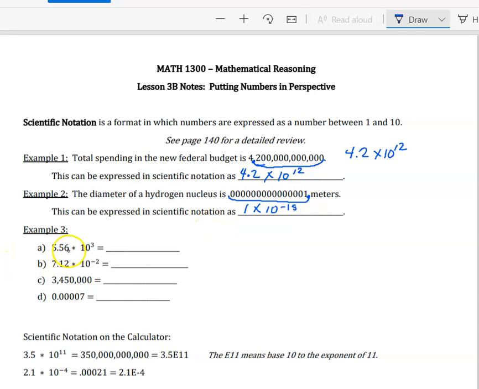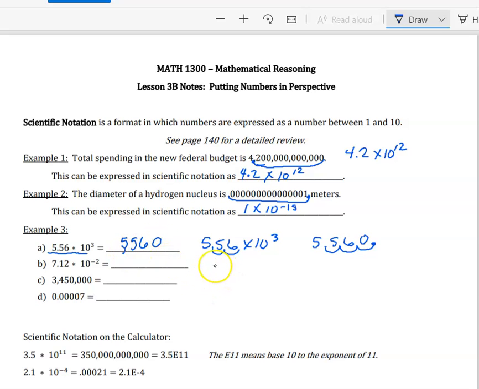So we've got to make it a negative exponent, so it would move it backwards and make it smaller. Okay, 5.56 times 10 to the third. We want to write that in standard notation. So right now we have 5.56 times 10 to the third. We want to move our decimal place 3 times: 1, 2, 3.